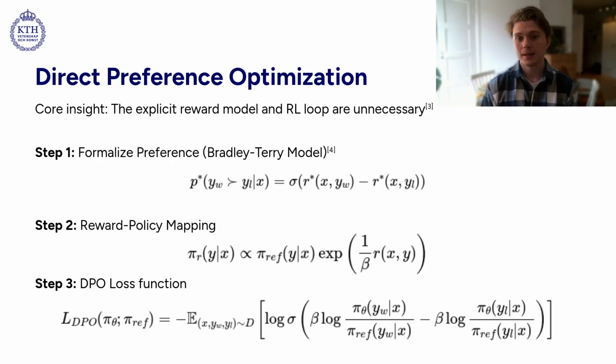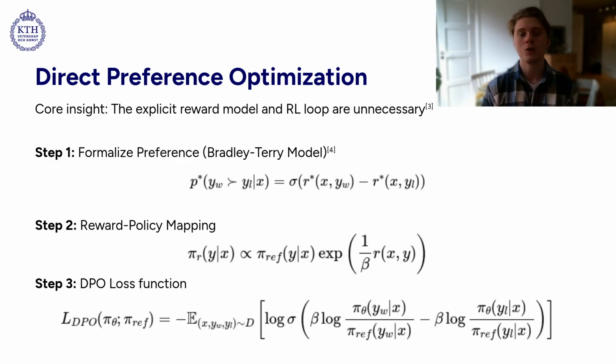Well, the DPO solution is derived from a key mathematical insight that connects the reward function to the optimal policy. It begins by formalizing preference using the Bradley-Terry model, which states that the probability of preferring a winner over a loser is the logistic function of their reward difference. The sigma here in the first equation is the logistic sigmoid function, and the r-star function is the reward score for input x and the response y.